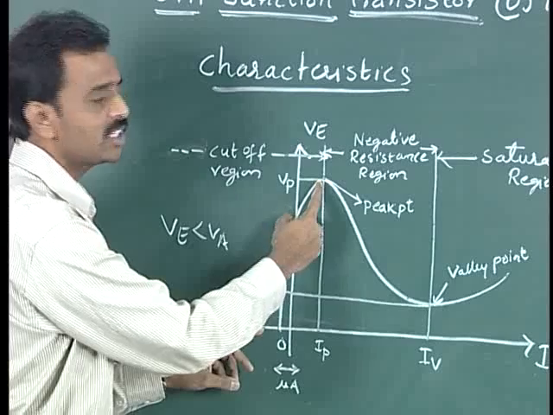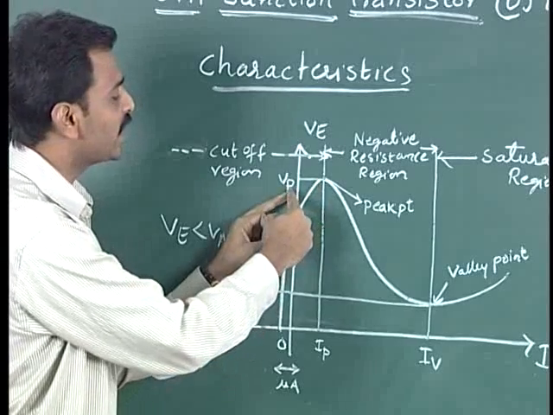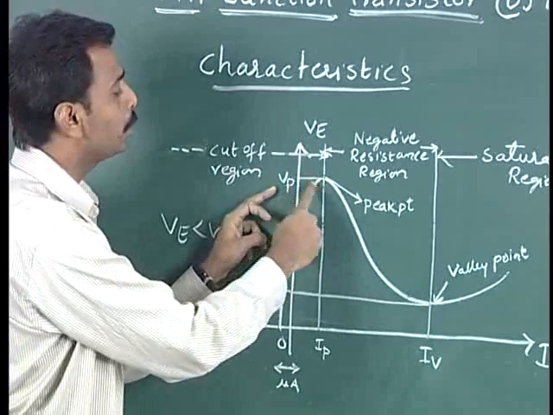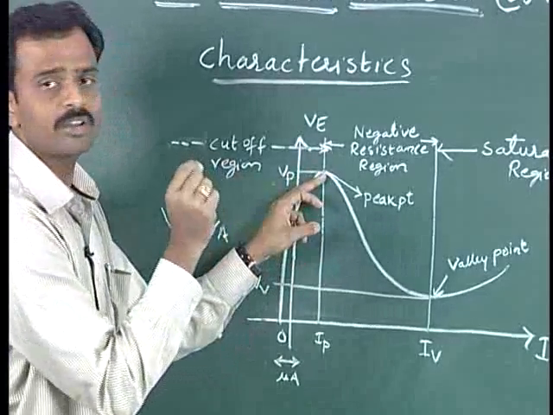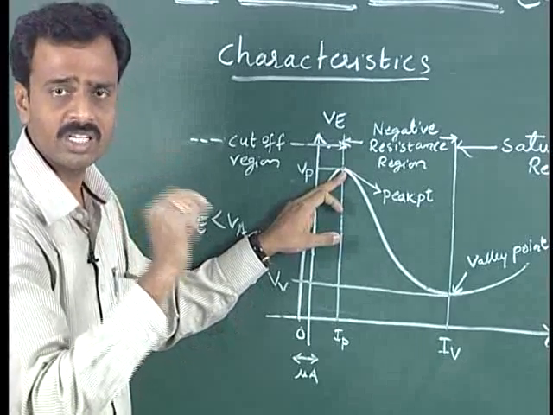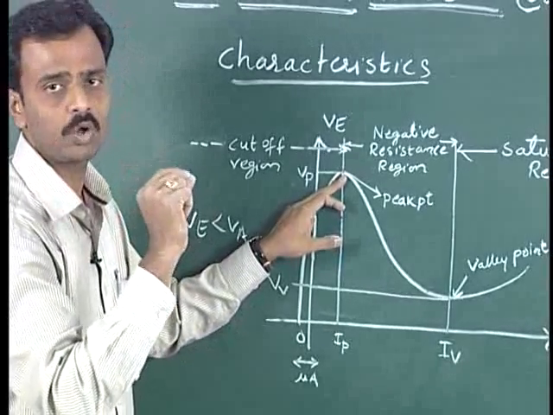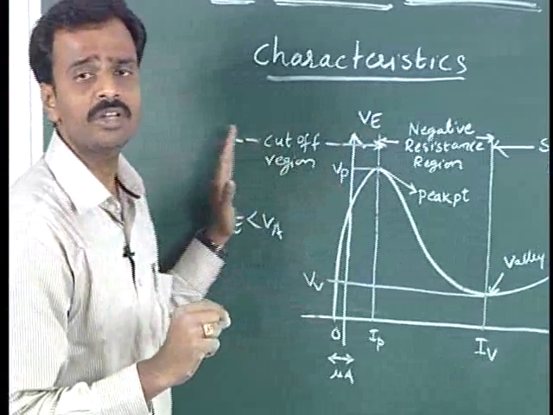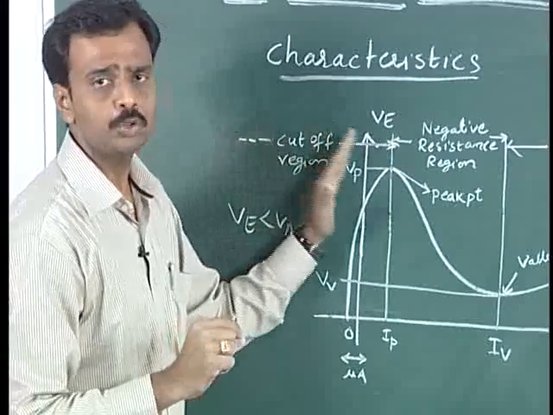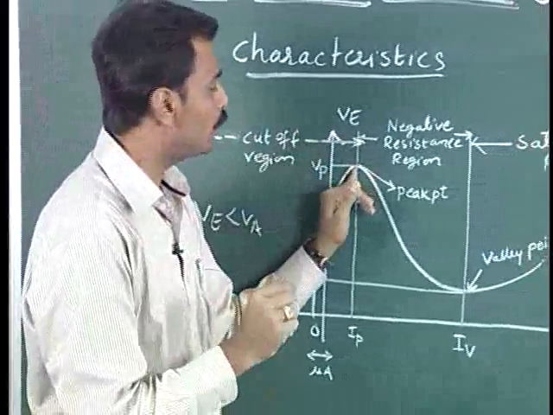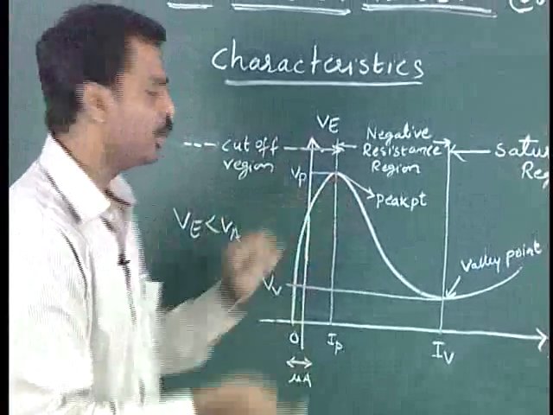This condition is maintained as long as VE is up to the point VP, which is called the peak voltage. Up to the peak voltage, the reverse current flows through the device, in terms of microamps. So up to that region we call it the cutoff region, as the UJT is in the off state. Next, suppose we are slowly increasing the input voltage.